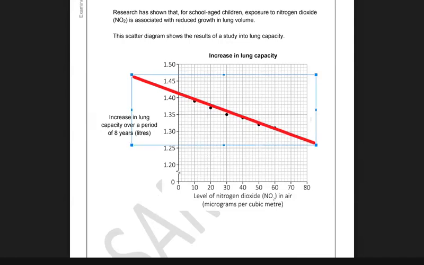Now it asks you that the level of NO2 around Alice College is typically 55 microgram per cubic meter. It said estimate the additional capacity that the children would gain over a period of 8 years. So just do that one. It's 55 microgram. So at 55 and 35.